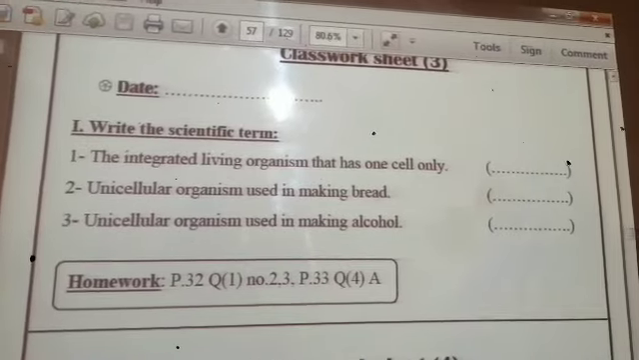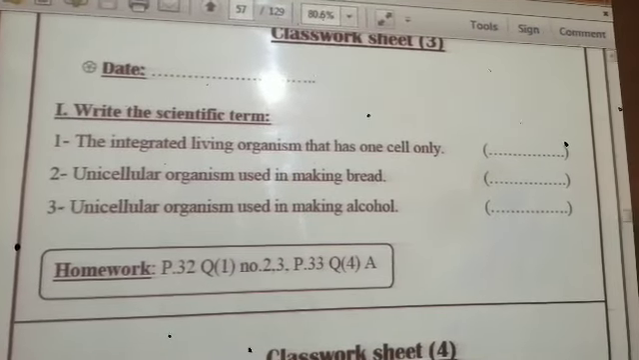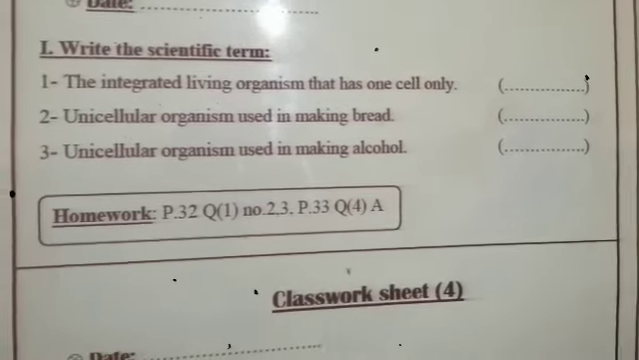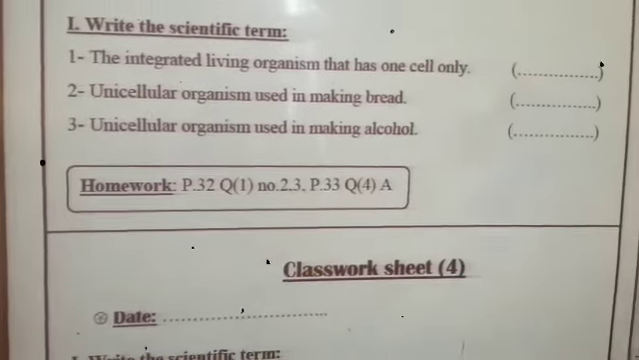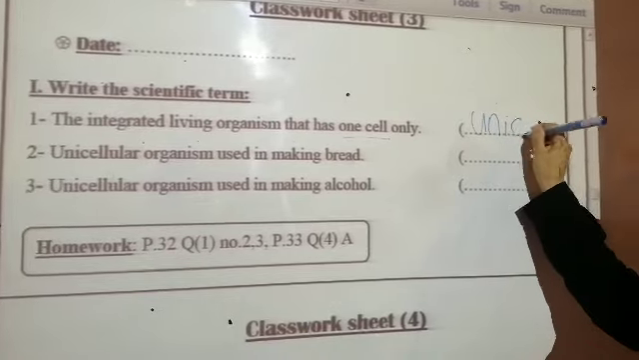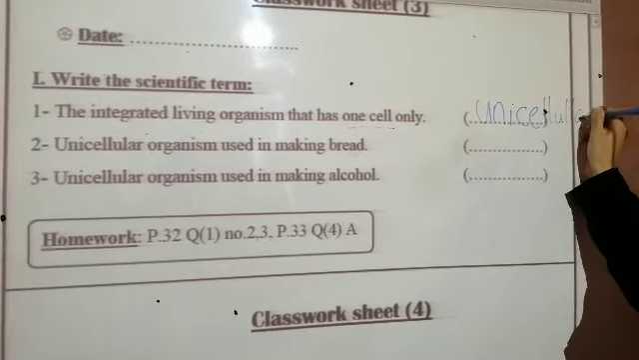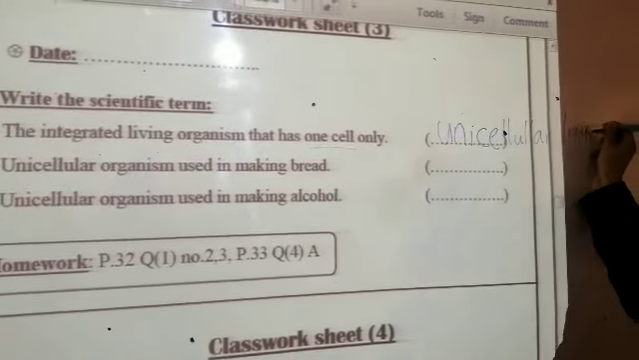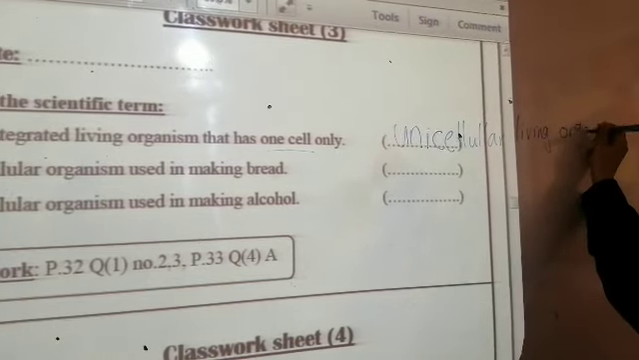Let's start class worksheet 3. Write the scientific term, the integrated living organism that has only one cell. It has one cell only, unicellular living organism.